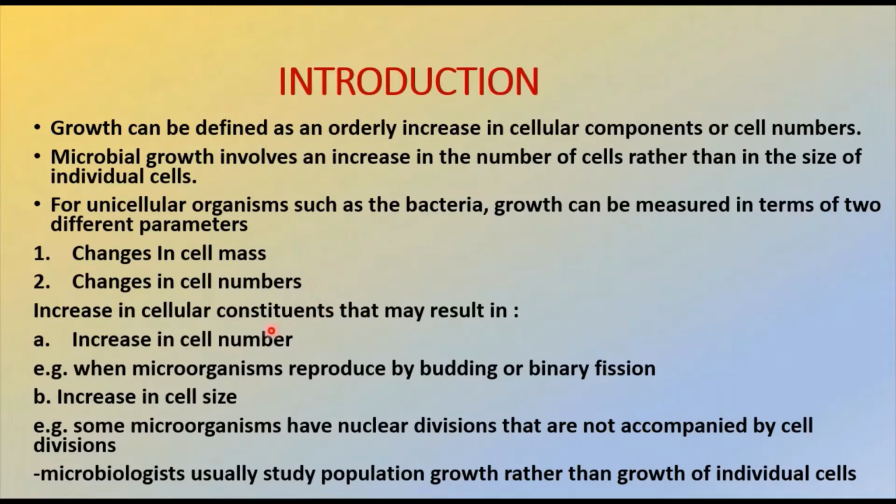That means an increase in the cellular constituents may result in, number one, an increase in the cell number when the microorganisms reproduce by budding or by binary fission. So that's how the number will increase. The second is an increase in the cell size, where after nuclear division, they are not accompanied by cell division. So they retain as one cell only. So obviously the cell size increases but not the number. So microbiologists usually study the population growth rather than the growth of individual cells.